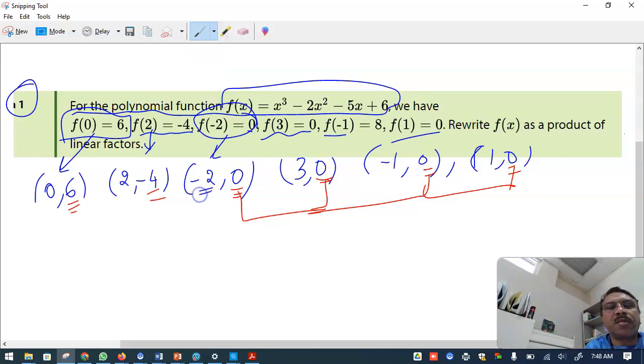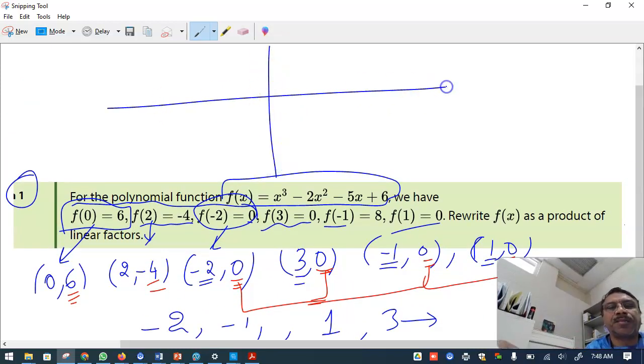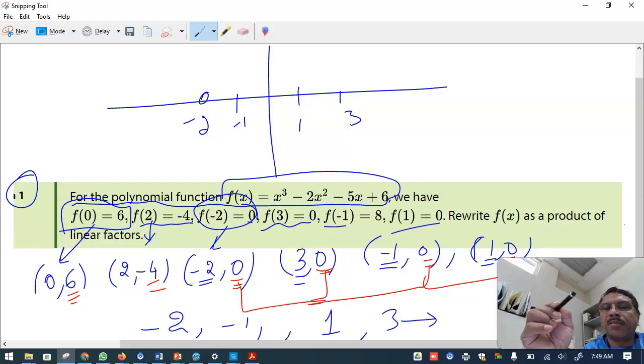It means minus 2 is a zero, minus 1 is a zero, 3 is a zero, and 1 also is a zero. So these are the zeros. If I want to check, all that means is the graph crosses at minus 2, also crosses at minus 1, crosses at 1, and crosses at 3.